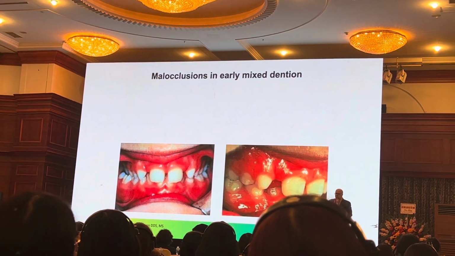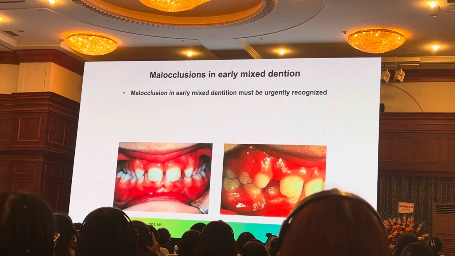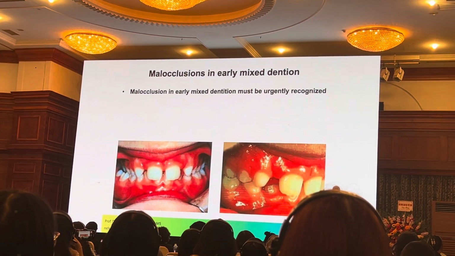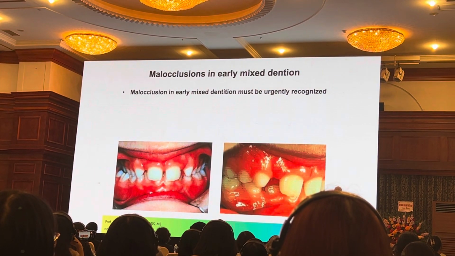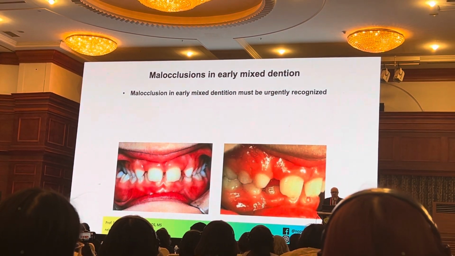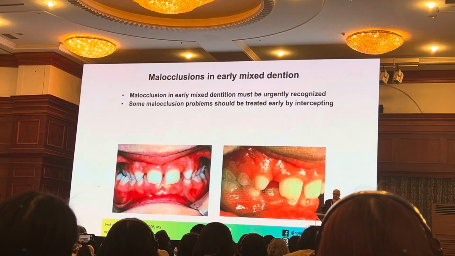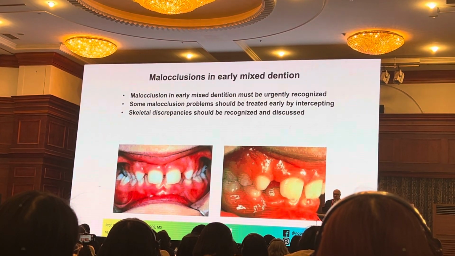So malocclusions in early mixed dentition must be immediately recognized and must also be urgently treated. Okay? So not only in the deciduous, but in mixed dentition as well. In mixed dentition, we have many things to do. We can help our patients a lot. Okay? Some malocclusions must be immediately treated by intercepting.